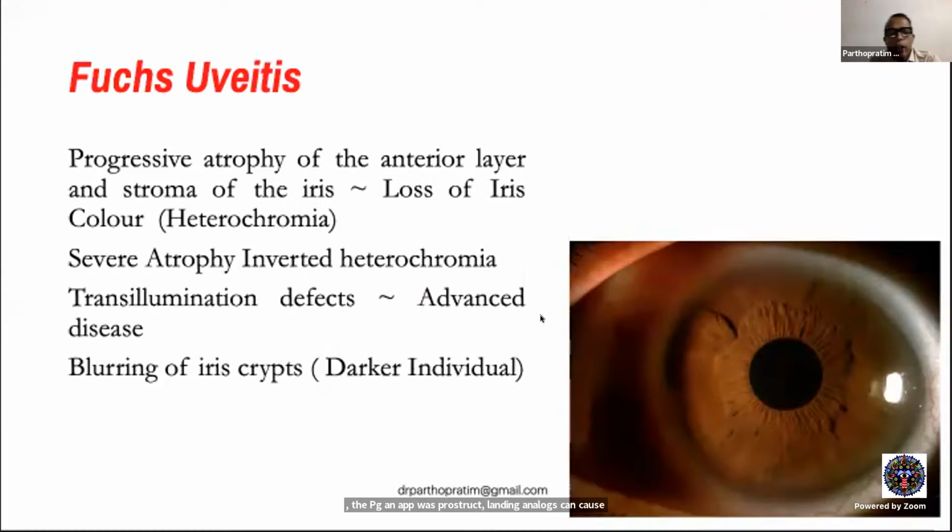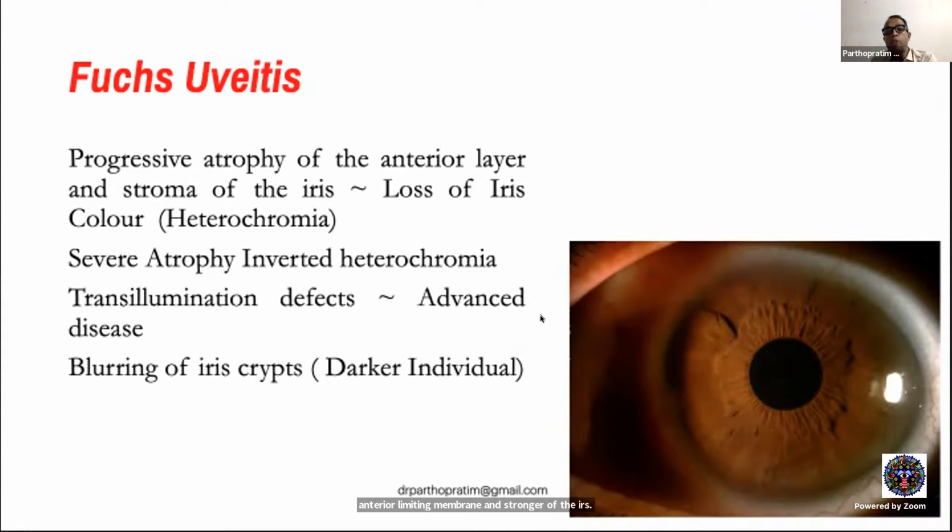Now, here I want to just describe or discuss some important clinical condition. All of you know that the iris heterochromia has been classically described in Fuchs iridocyclitis. So, for example, the iris of the affected eye is lighter in color. So why does this happen? This happens due to progressive atrophy of the anterior limiting membrane and stroma of the iris.